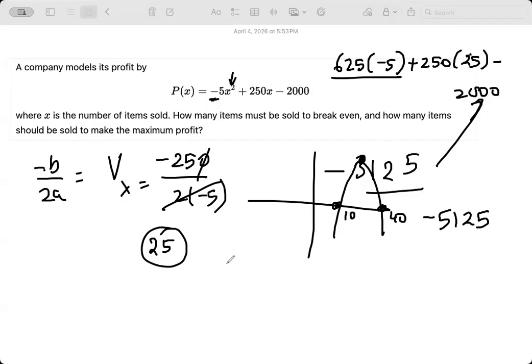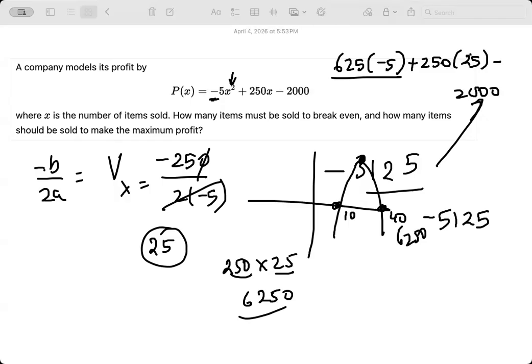250 times 25 is what? 25 times 25 is 625, so 250 times 25 is 6250. So 6250 minus 5125 is what? I am getting 1075. Did you get it?